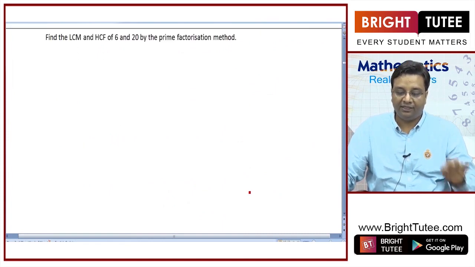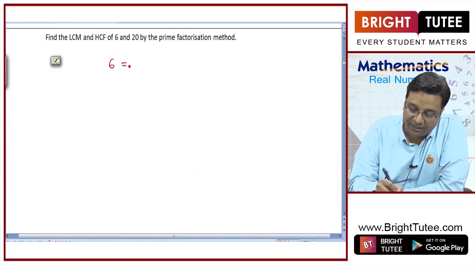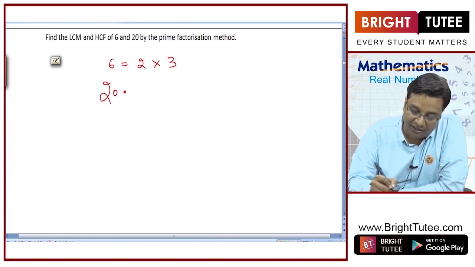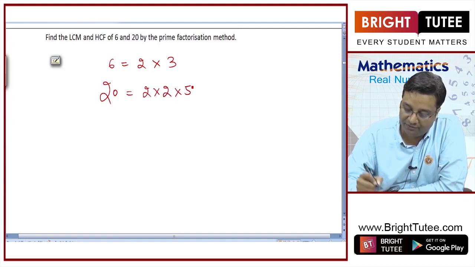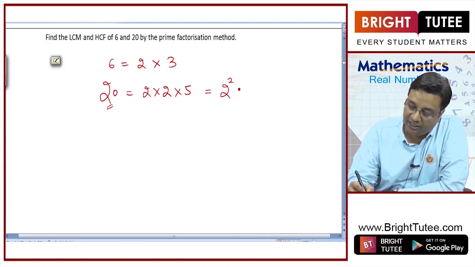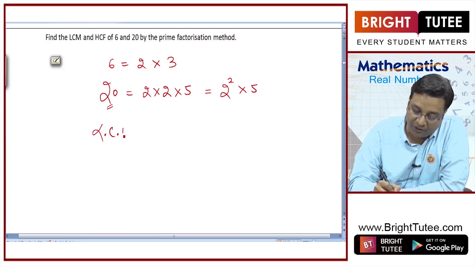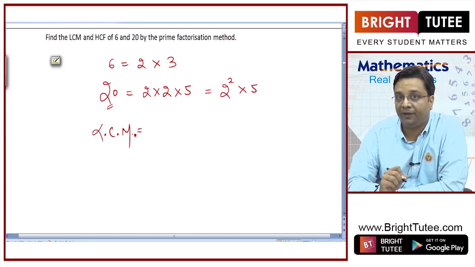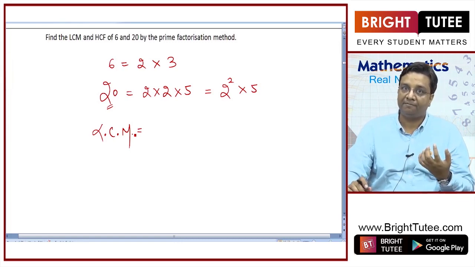Find the LCM and HCF of 6 and 20 by prime factorization method. Now 6 can be factorized into its prime factors like this, 2 into 3. 20 can be factorized into its prime factors, 2 into 2, 4, into 5, 20, right? So this is the prime factorization of 20, and if you write it in compact form, you can write it as 2 square into 5. Now if I have to talk about LCM, what is LCM? It is lowest common multiple, right? So LCM is a multiple of these numbers 6 and 20, right?